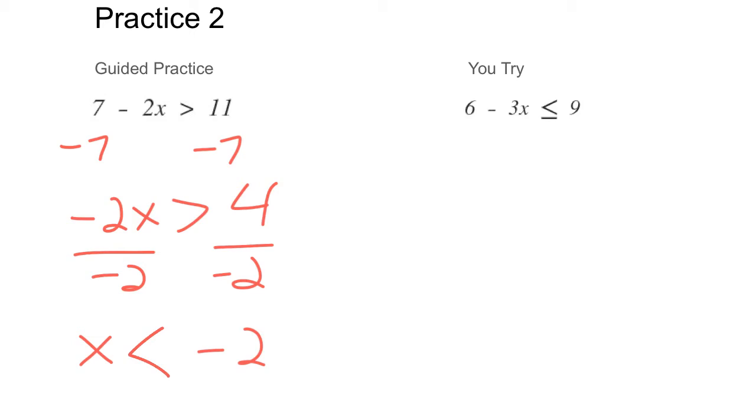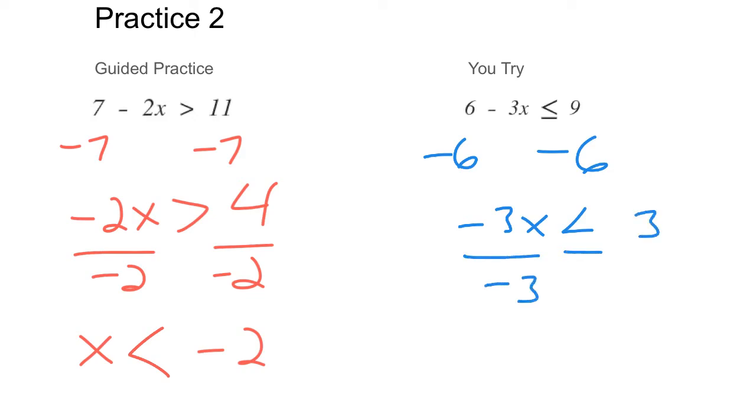Okay, so let's solve this one. I have 6 minus 3x is less than or equal to 9. I'm going to take away 6 from both sides. That leaves me with negative 3x is less than or equal to 3. Divide by negative 3. That leaves me with x. That leaves me with negative 1. And since I divided by a negative to solve, I need to take this sign and flip it. And that leaves me with x is greater than or equal to negative 1.